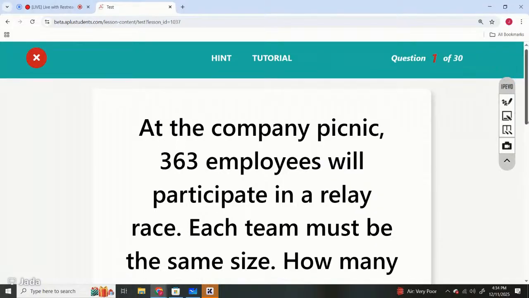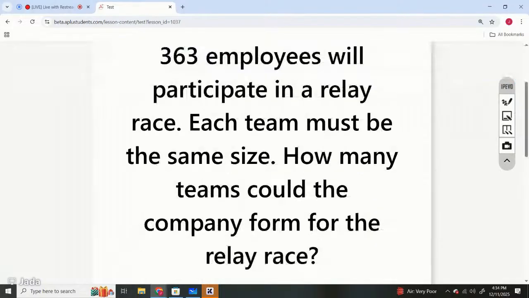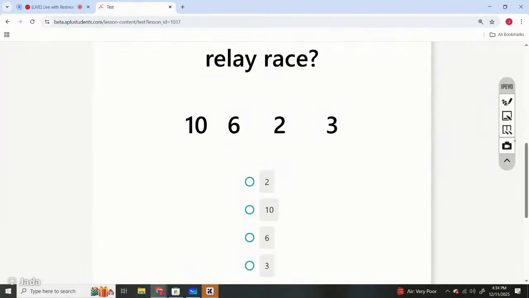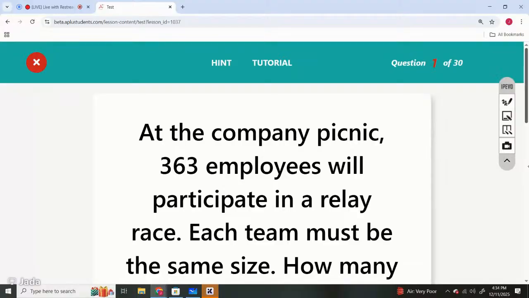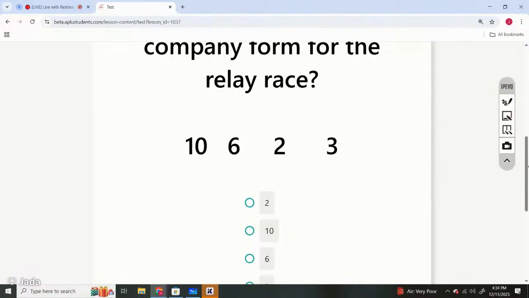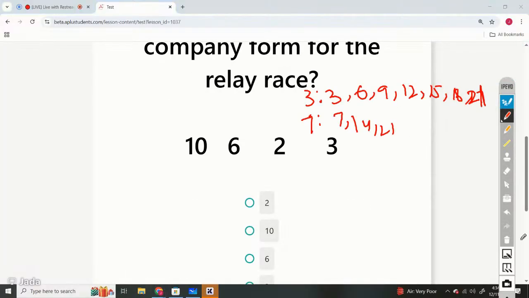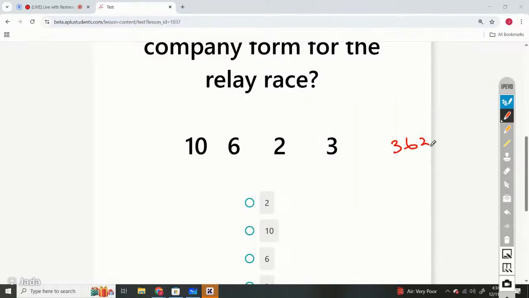At the company picnic, 363 employees will participate in a relay race. Each team must be the same size. How many teams could the company form for the relay race? So we have to find what number 363 is divided by.